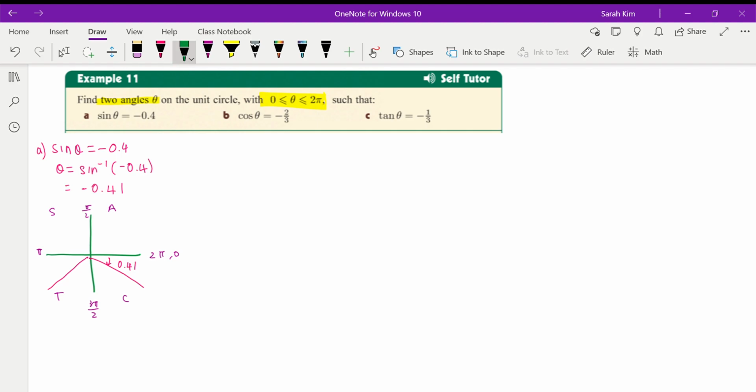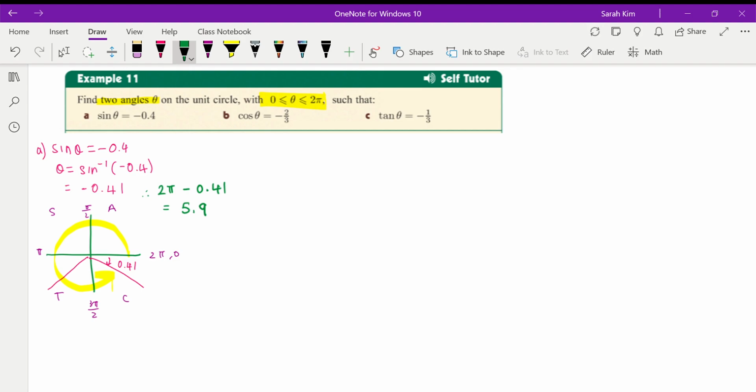So instead of writing negative 0.41, because I can't write that down as my answer, this one's going to translate to 2 pi, because you imagine it as one full revolution, but not quite yet. So 2 pi take that amount, which is approximately, I'm going to round it up to 5.9.